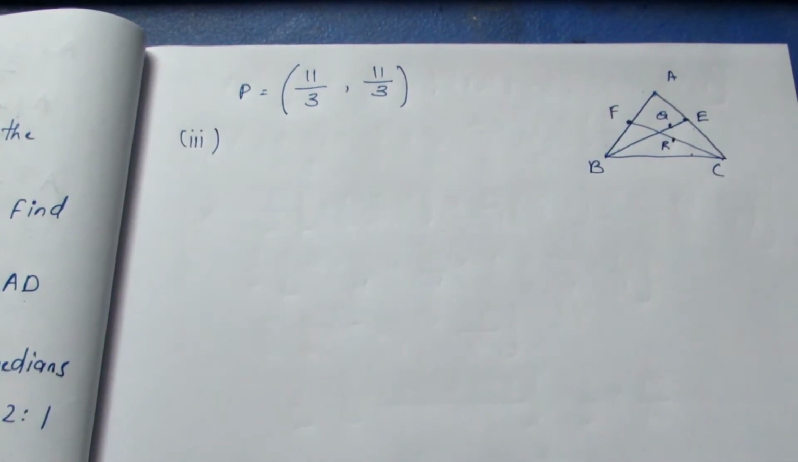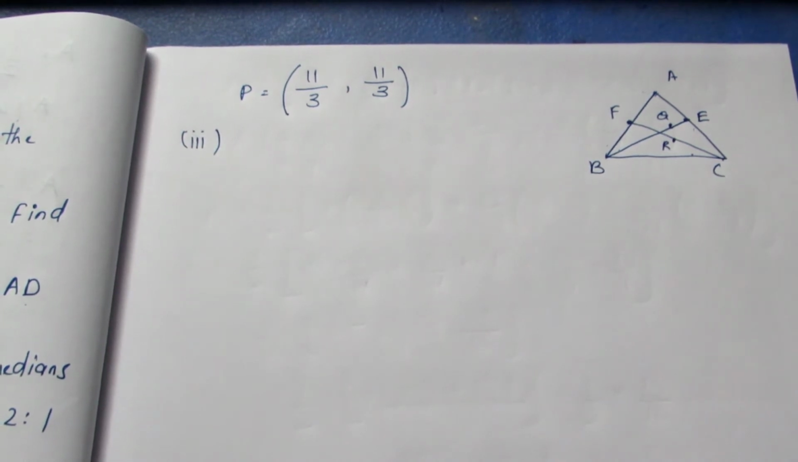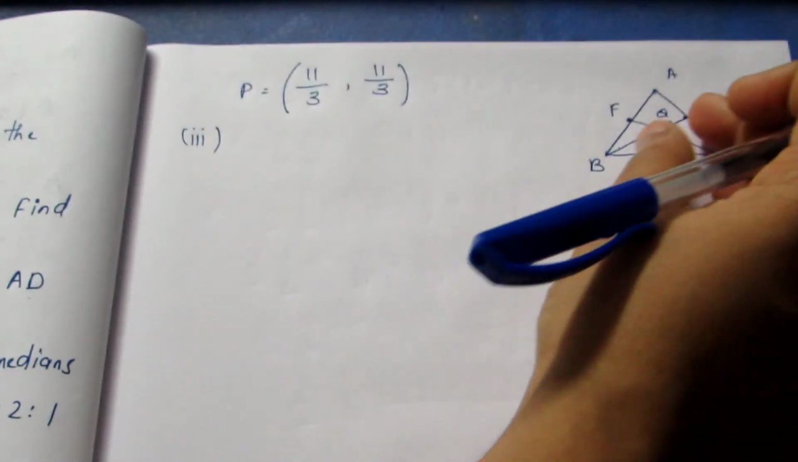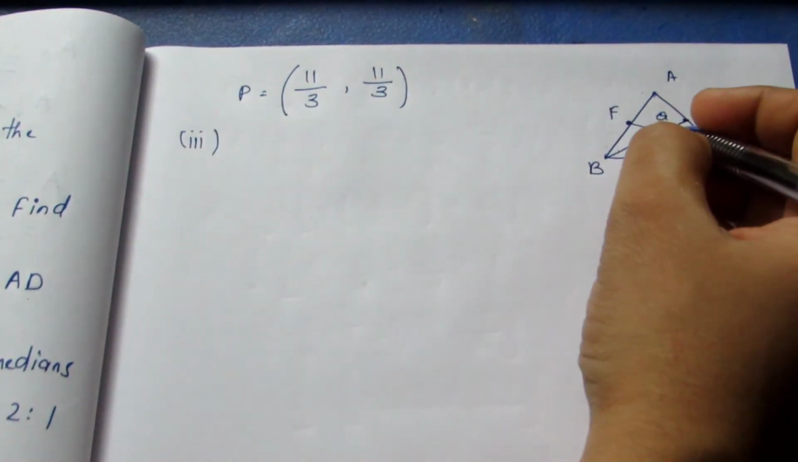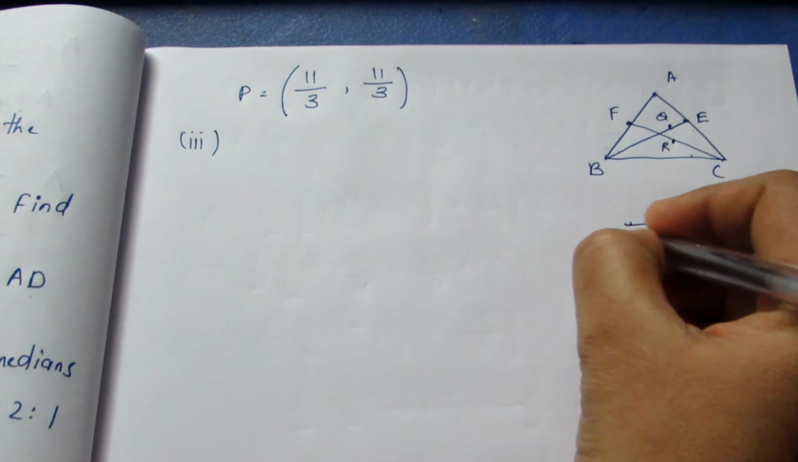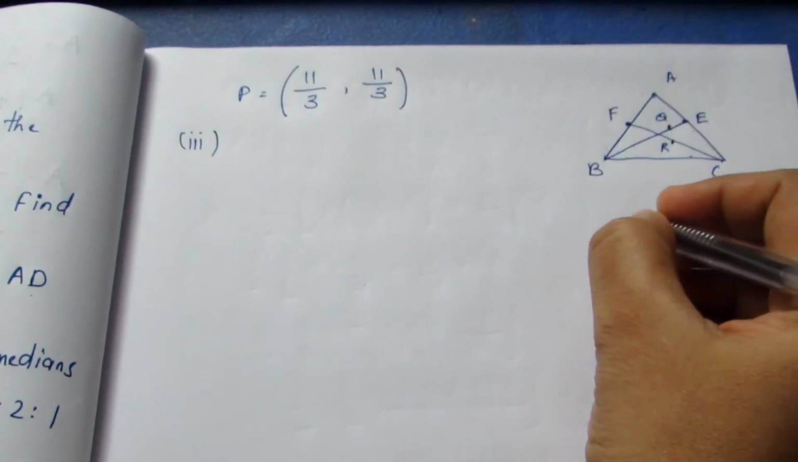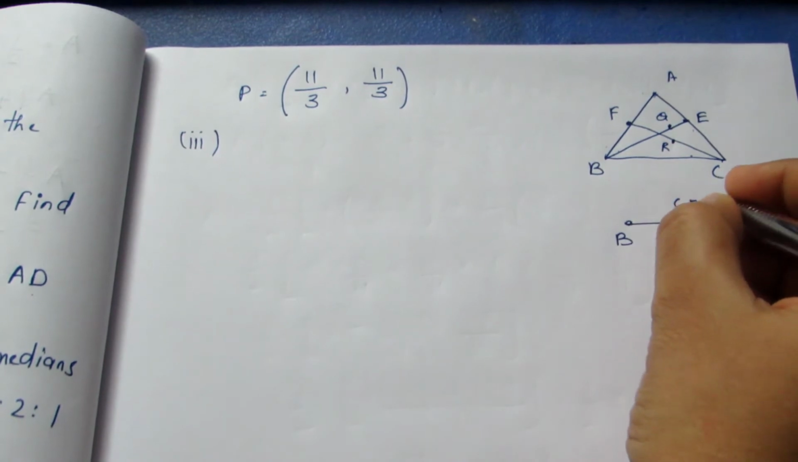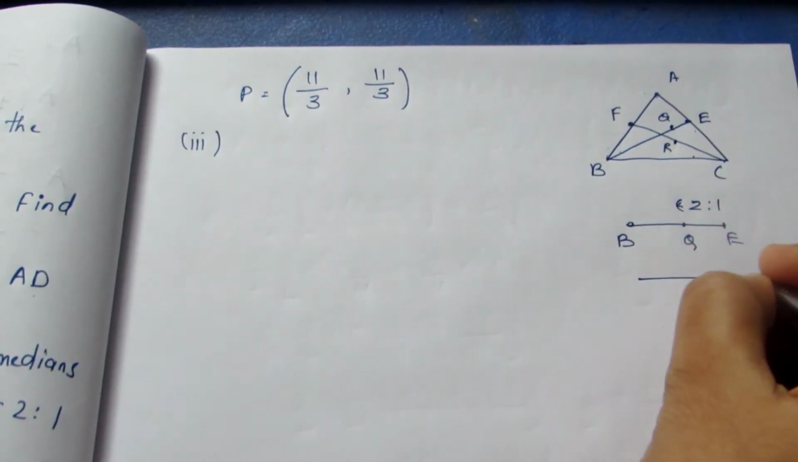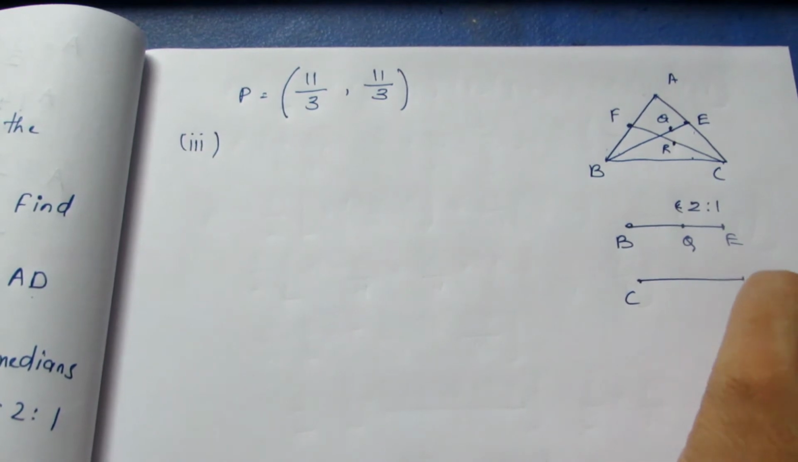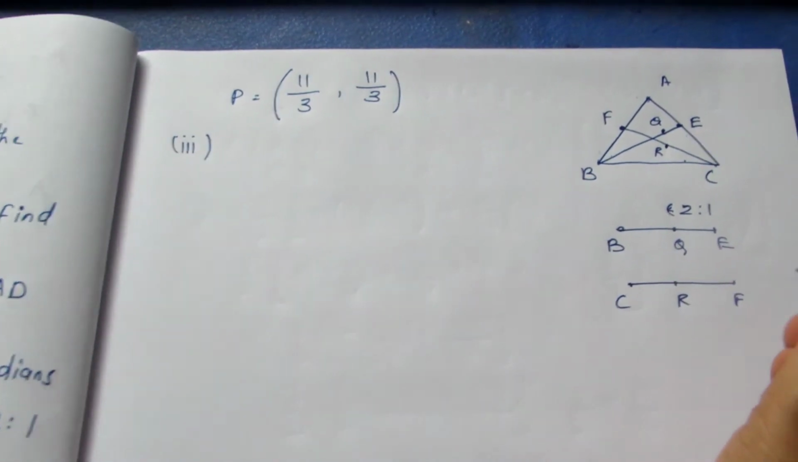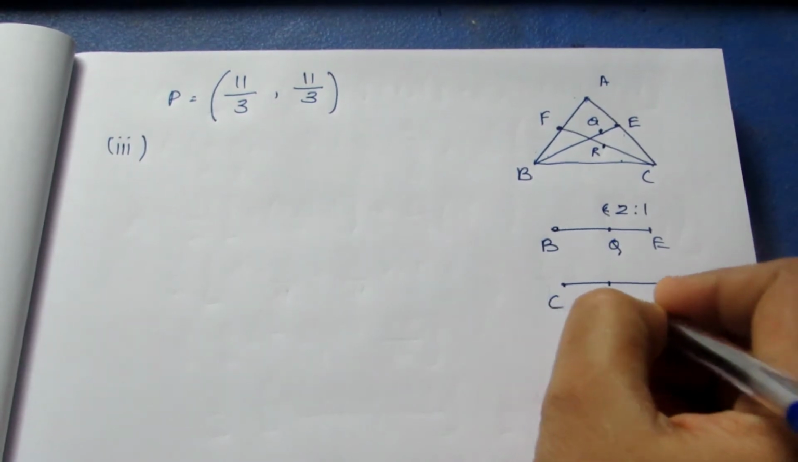It can be anywhere on the line. Q is a point on BE and R is a point on CF. So we have just kept one point on BE and one point on CF, given that Q divides in the ratio 2:1. Let me draw it here. On BE there is one point Q, and Q divides BE in the ratio 2:1. In the same way on CF, R is a point and R divides CF in the ratio 2:1.